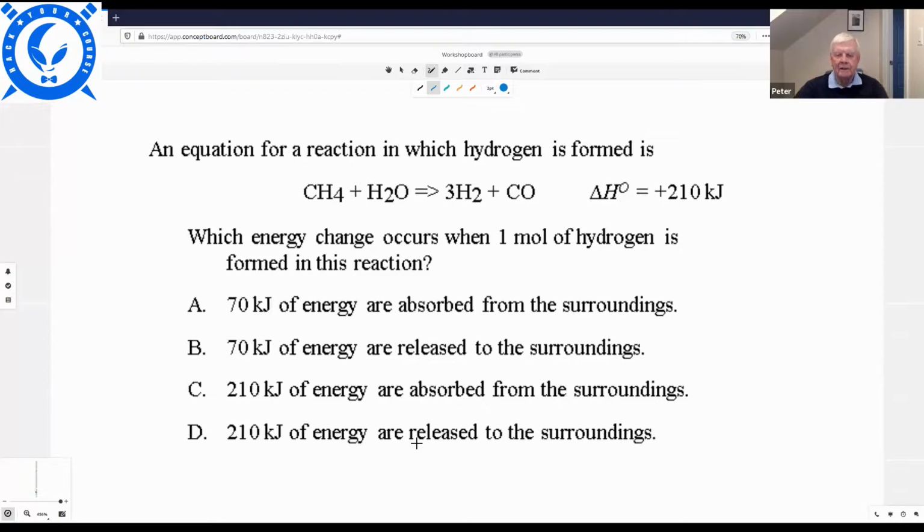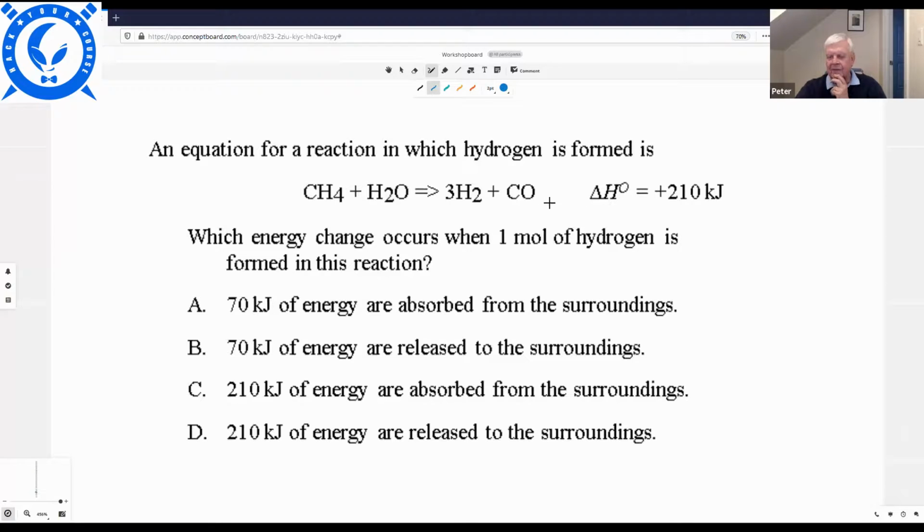And everybody was afraid to vote. Okay, so what this equation tells you is that for this reaction, the enthalpy change is 210 kilojoules, and it's energy that is absorbed from the surroundings, right? It's endothermic. So the question then is, if you have 1 mole of hydrogen formed, what will happen? Well, you would then divide this equation through by 3. And correspondingly, you would then change the delta H naught value by dividing this by 3. And so the correct answer is A, 70 kilojoules of energy will be absorbed from the surroundings.